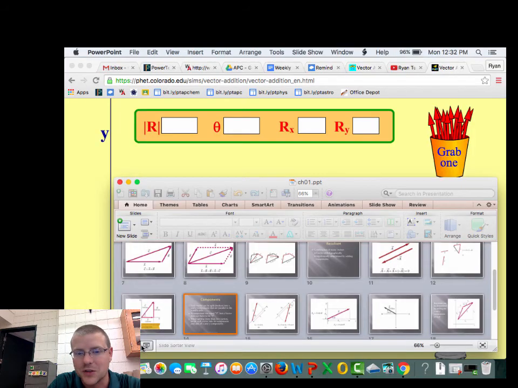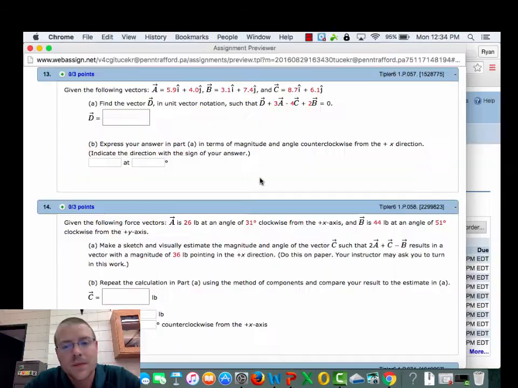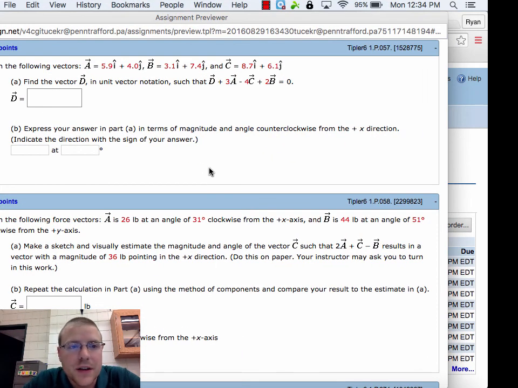So let me try to show you some examples of that. Like you can see here in example 13 in the WebAssign, vector A is 5.9 in the I direction, 4.0 in the J direction. Vector B, 3.1 in the I, 7.4 in the J. And vector C, 8.7 I, 6.1 J.